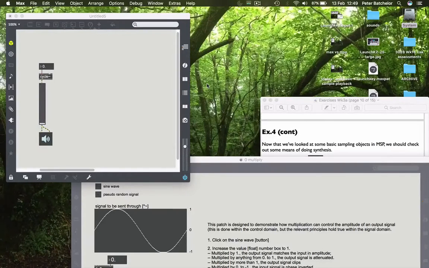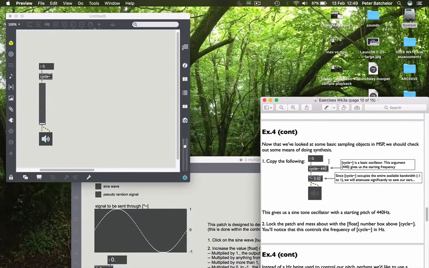Okay, so having looked at some sampling objects in Max, we'll look at some synthesis ones, some very basic ones, so that we can get sound using oscillators. This very simple patch here is slightly different from the one that I've given you to copy out. That's because this multiplication object here does the same thing as the gain control here. I'll come back to that in just a minute.